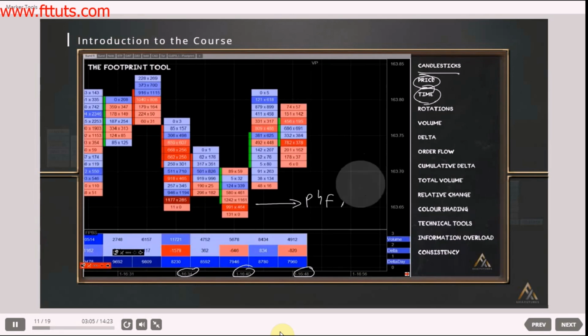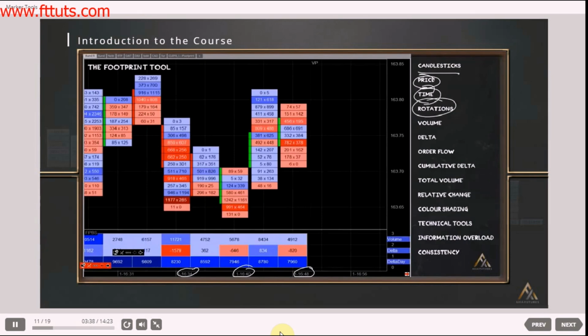Now, throughout this course, we are going to talk about both time-based rotations as well as point and figure rotations. And the reason is very simple. Certain strategies, like momentum-based strategies or flow-based strategies, tend to be better revealed utilizing a point and figure chart. Whereas more relative type change strategies and counter trend strategies can be better seen utilizing a time-based rotation.